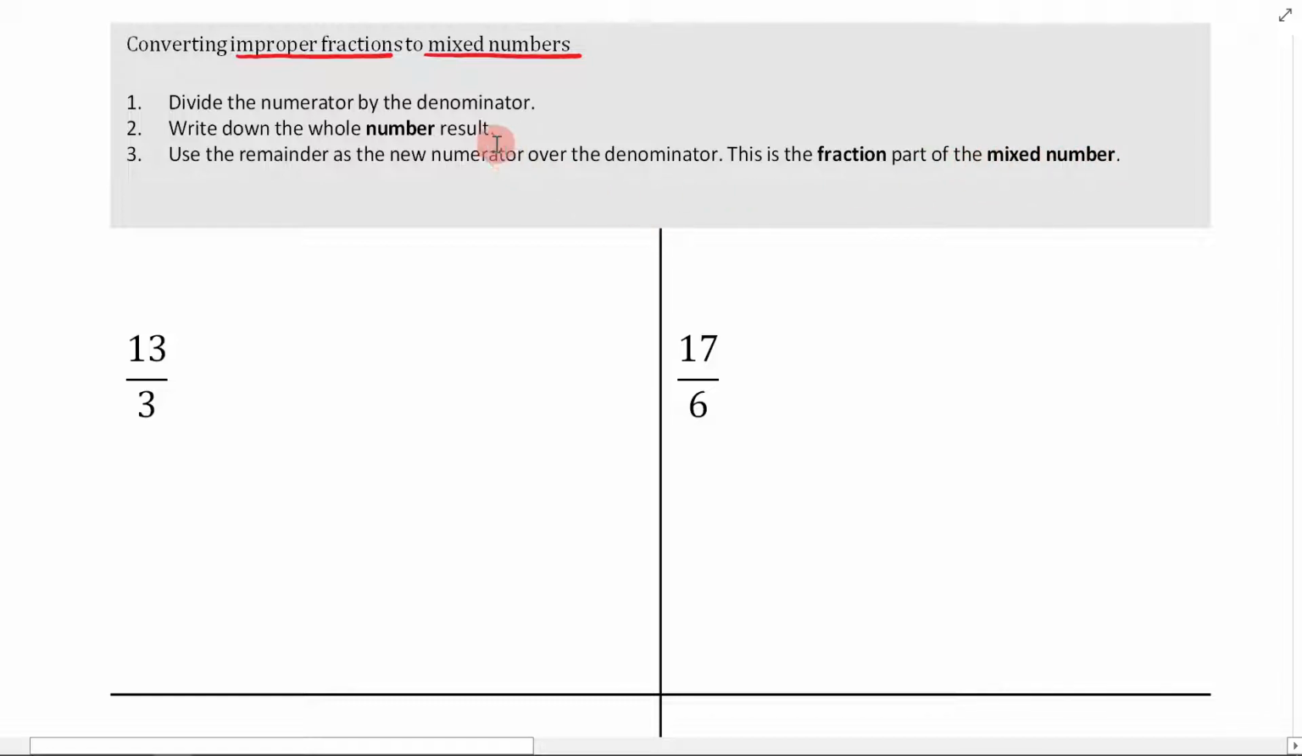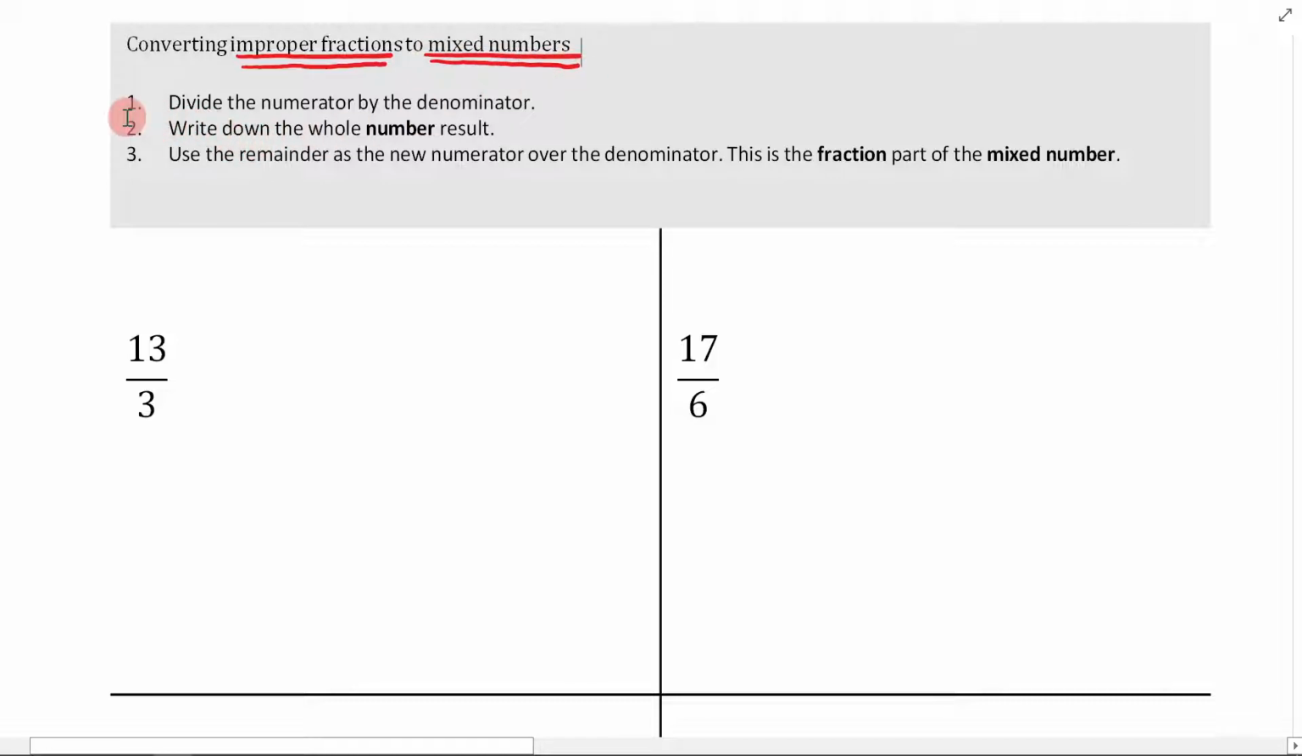To help us make sense of all these instructions, because they do seem a bit confusing at first, let's jump into this example. So here we have 13 on 3. This is an improper fraction. We know it's an improper fraction because 13 is bigger than 3. So what we want to do is convert the improper fraction into a mixed number.